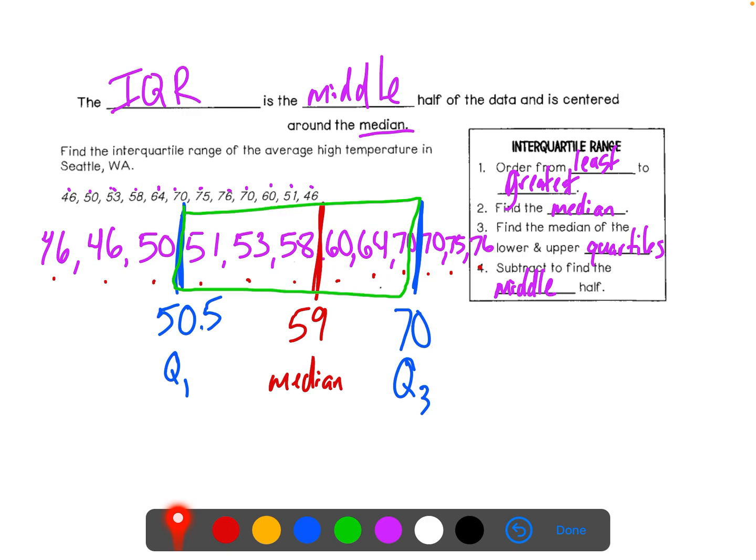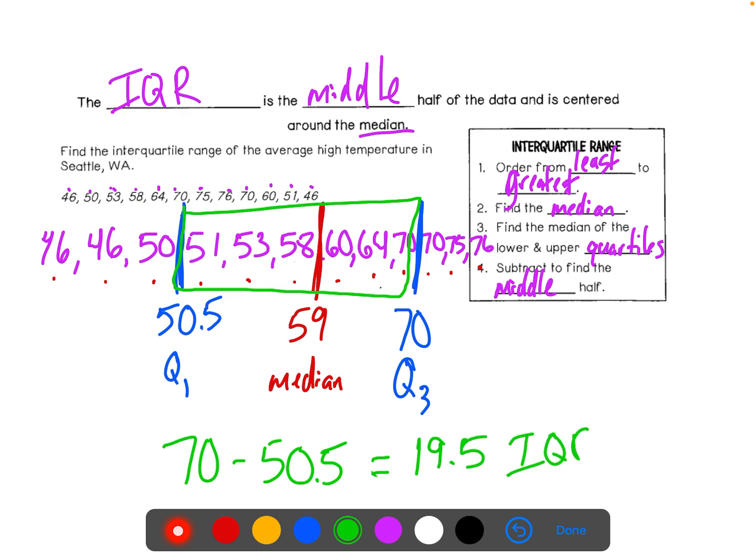So we'll take 70 minus 50.5 and get 19.5 IQR. All right, and that would answer that question there. So that's how you find IQR.